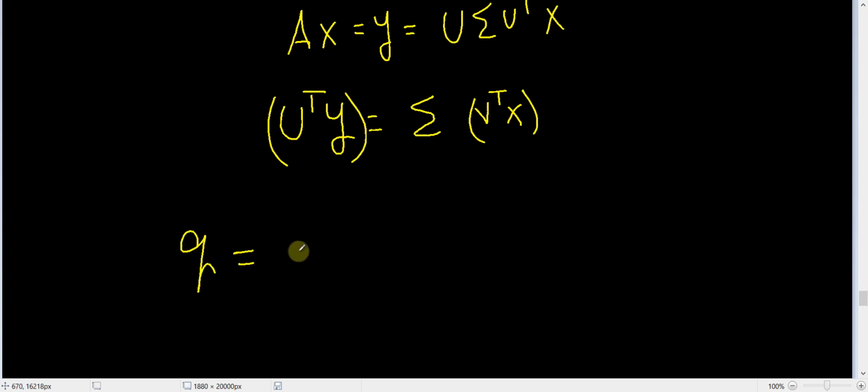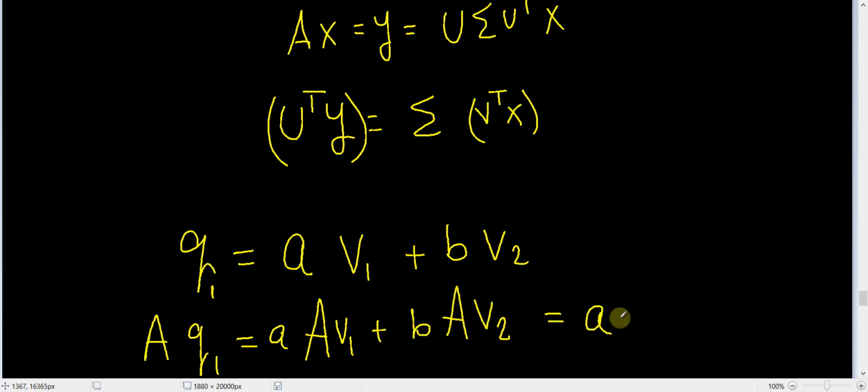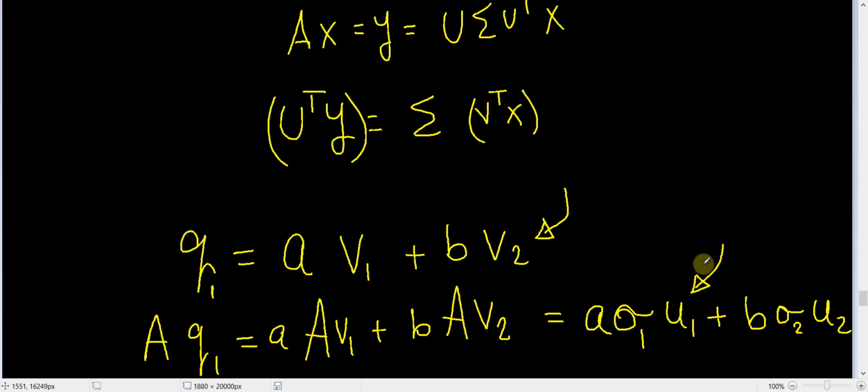Suppose that you have a vector q such that q is equal to some component a in the v1 direction plus some other component b in the v2 direction. Now, if you multiply A by this vector q, you will get aAv1 plus bAv2. But this is equal to a sigma 1 u1 plus b sigma 2 u2. So if we multiply a vector q represented using the basis for the row space of the matrix A, we get another vector represented in the column basis of the matrix A.